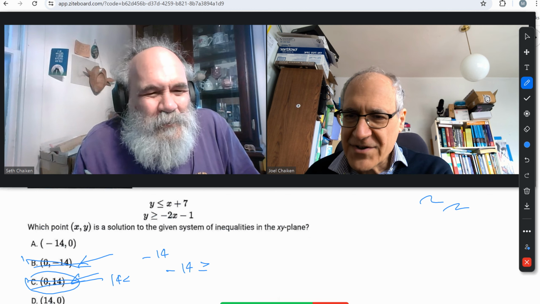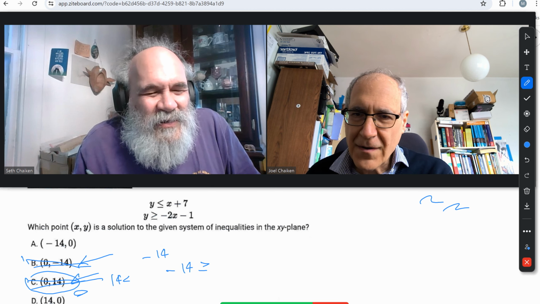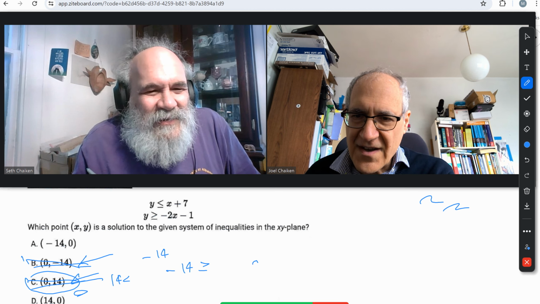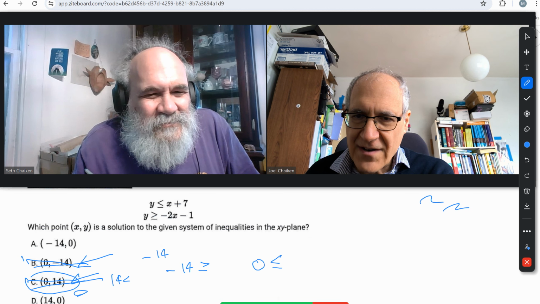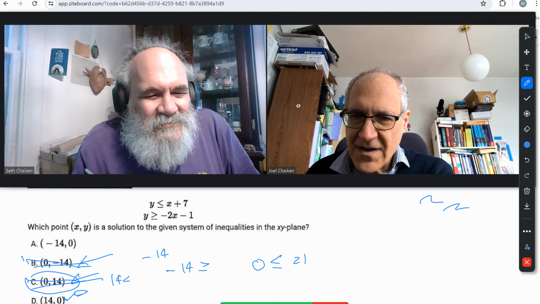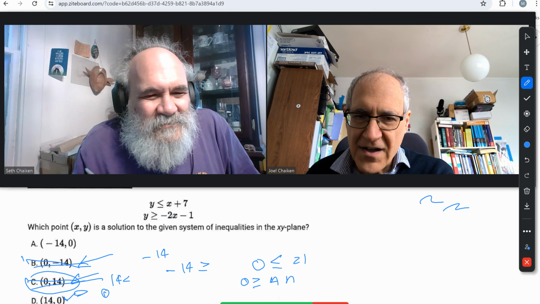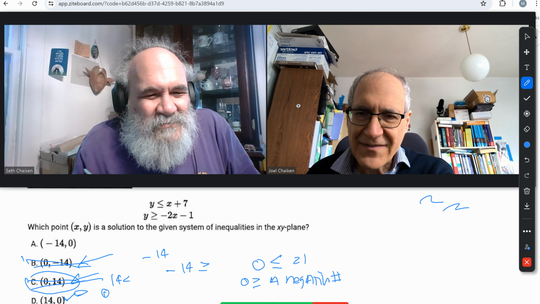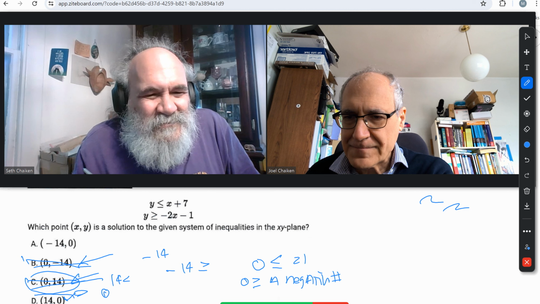Why don't we try this one just because it doesn't have negative signs in it? So this would be 0. Now we have to be more careful. 0 is less than 21. That's cool, so that's inequality 1. Now let's be careful here. 0 is greater than a negative number, because negative 2 times a positive 14 is negative. So this is the answer.